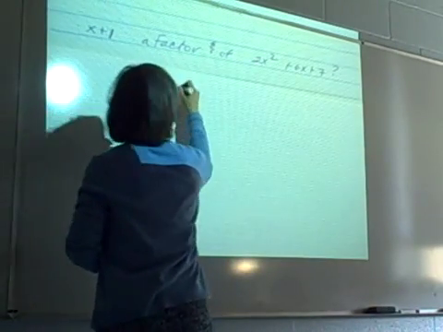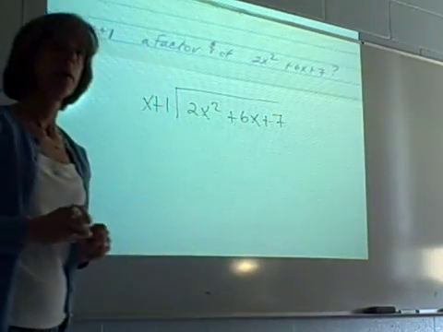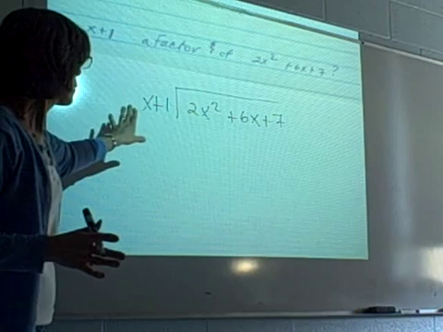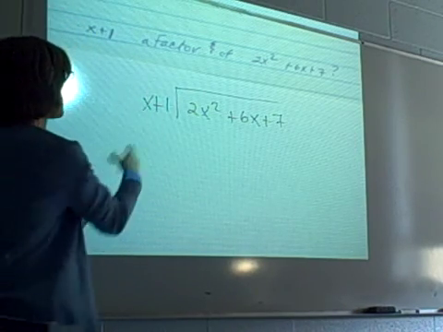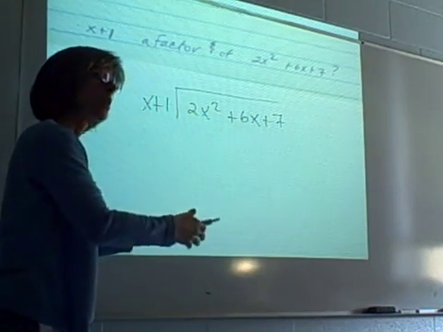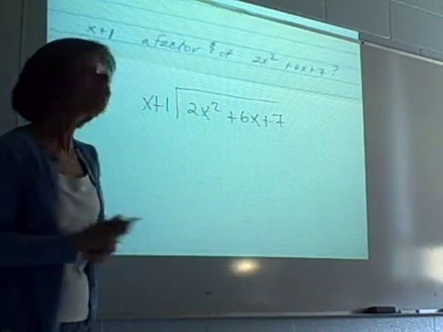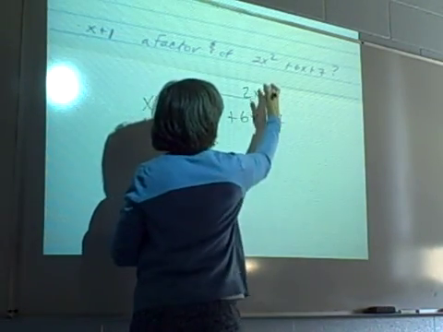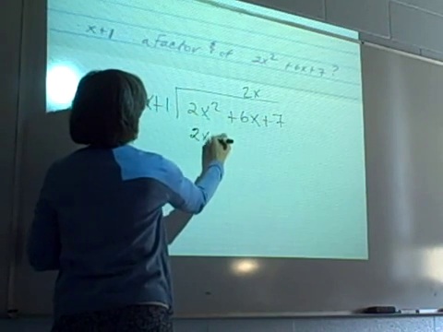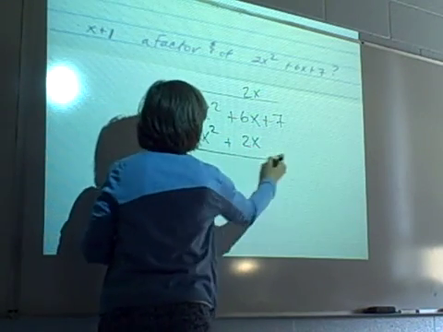So, x plus 1, we're going to divide 2x squared plus 6x plus 7. This is exactly what we said we were going to do before. We're going to line it up. How many terms do I have here? 2. So I'm going to look at my first 2 terms. x times what will give me 2x squared? 2x. Perfect. So I'm going to line it up with my x's. 2x times x is 2x squared, and 2x times 1 is 2x. Okay? What's the next step?